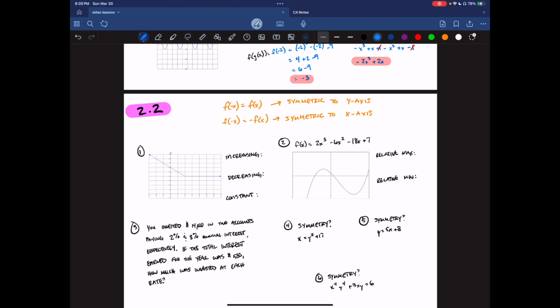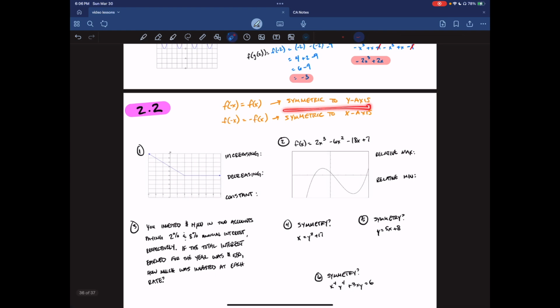If you take a negative x and plug it into f of x, and it spits out your original function, that means you're symmetric to the y-axis. Okay, if you plug in negative x to the original function and you get out the opposite of your original function, like so, then you're symmetric to the x-axis.